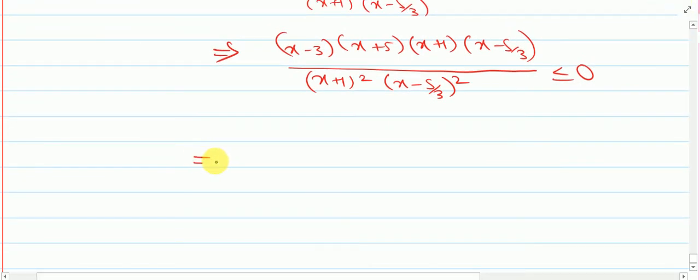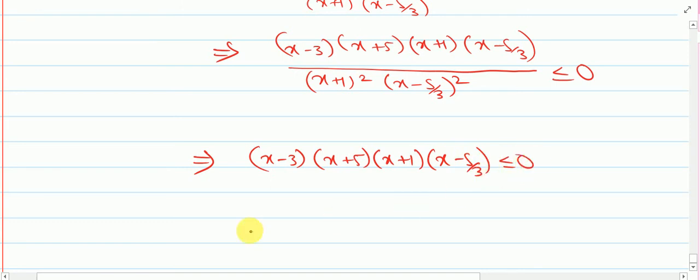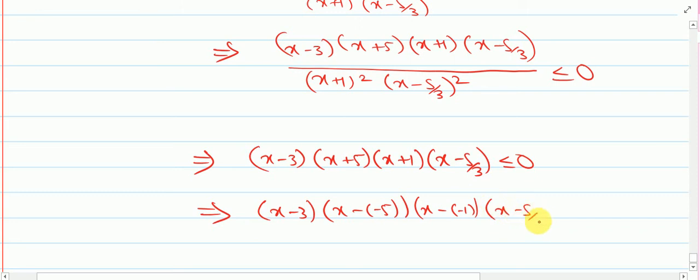Now here you see that the denominator is going to be always positive. That means the numerator has to be less than equal to 0. So I write this. Now x plus 5 we will write x minus minus 5. x plus 1 we will write x minus minus 1. Done.